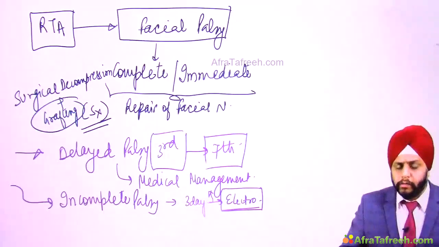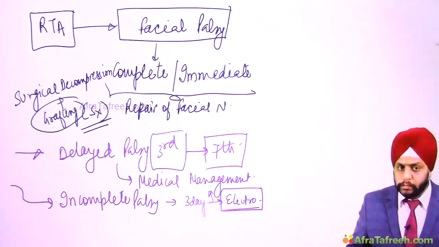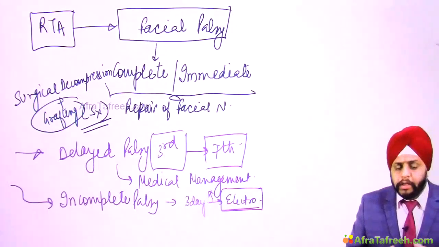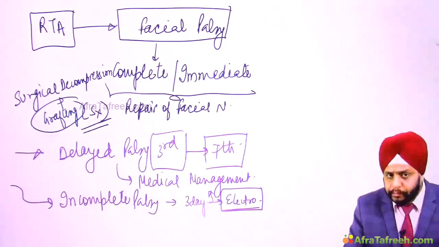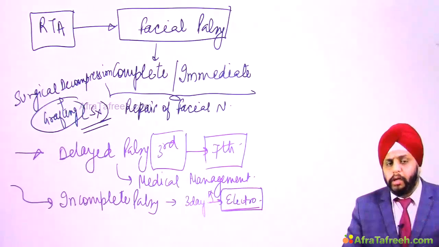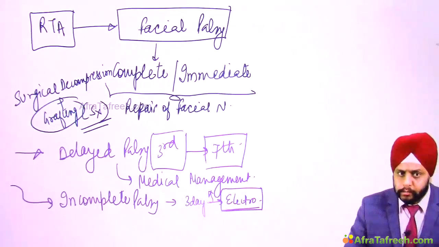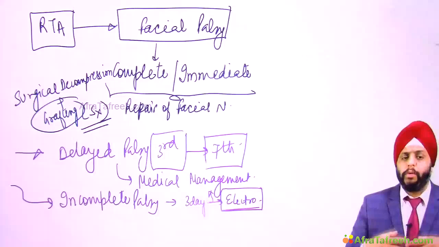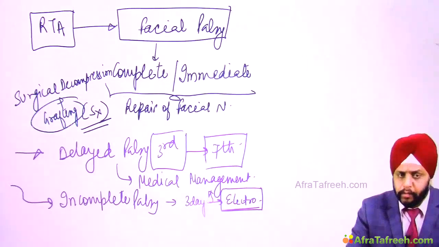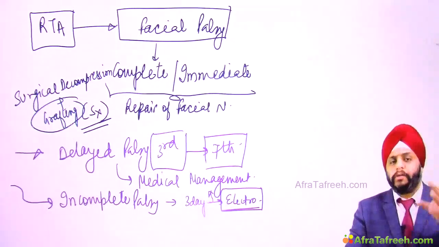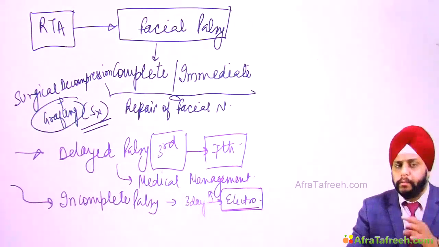You can do those tests and they will tell you what is the prognosis of the facial nerve. If the prognosis is poor, you may go for surgery. If the prognosis is good, you wait. Okay, this is what we do in case of incomplete facial palsy. This is how a patient of RTA is managed.